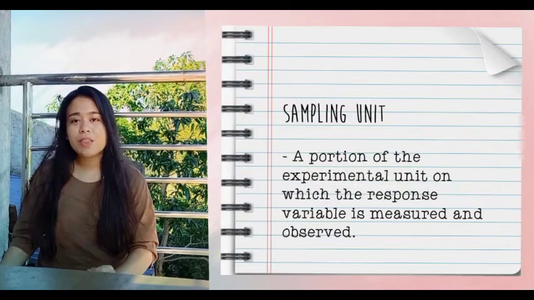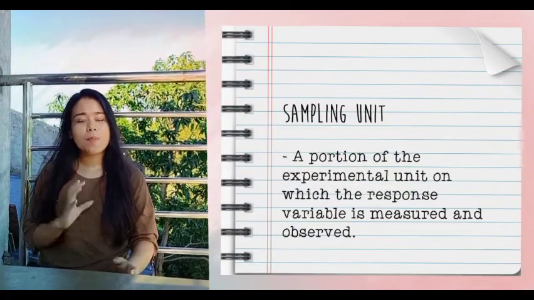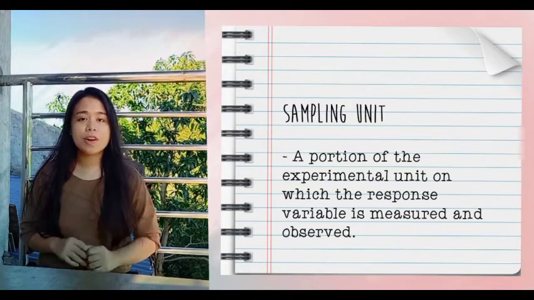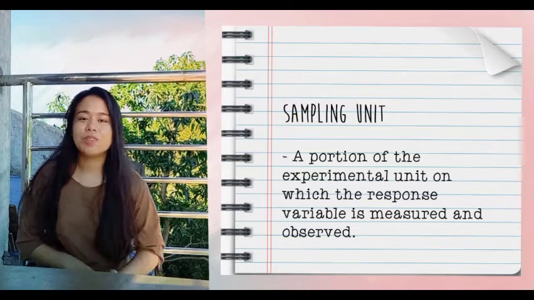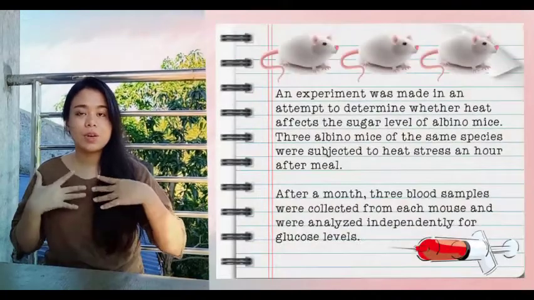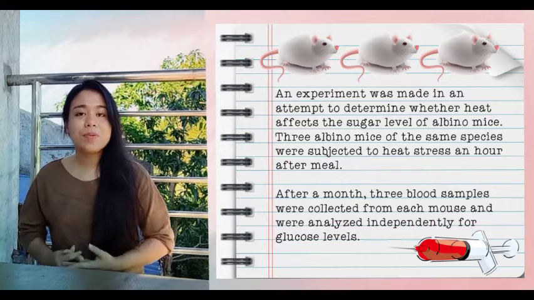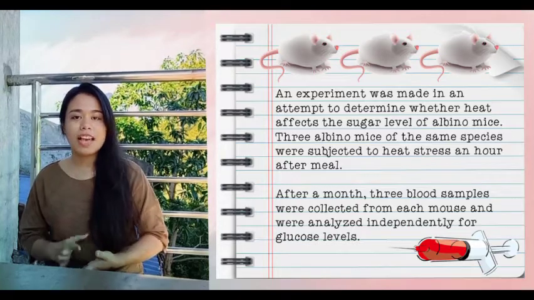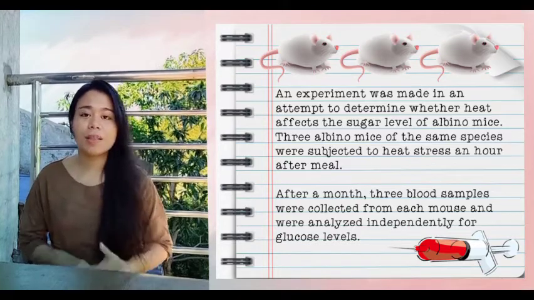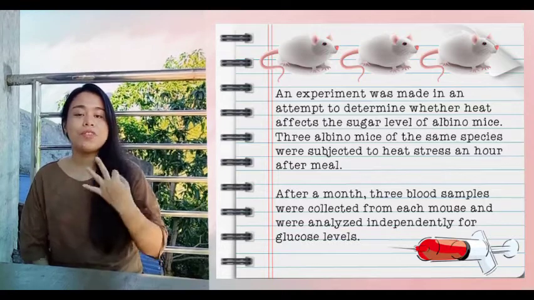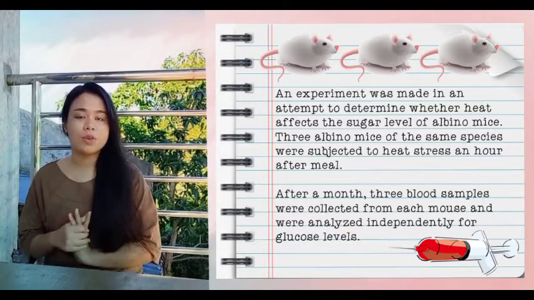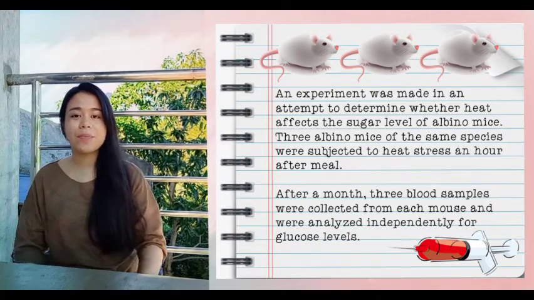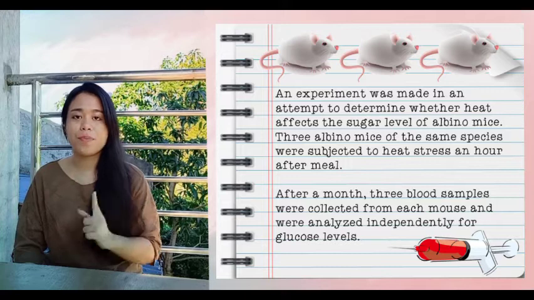While the sampling unit, on the other hand, is a portion of the experimental unit on which the response variable is measured and observed. For example, an experiment was made in an attempt to determine whether heat stress affects the sugar level of albino mice. Three albino mice were subjected to heat stress after a meal, 1 hour after a meal, every single day for 1 month.